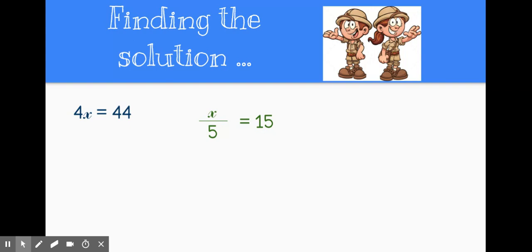That's not too hard either. Let's try another one. x over 10 equals 15. Give it a try.